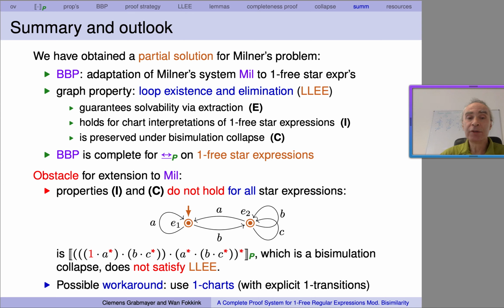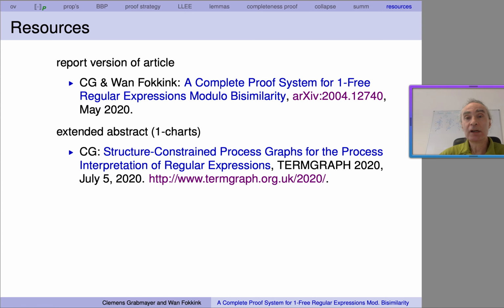So in order to deal with that, a workaround has to be invented, and a suggestion that I've recently made in an extended abstract for the term graph workshop is to use charts with explicit one steps. And I want to refer you for this further going idea to this extended abstract, and I also want to refer you to the report version of our article where the full proofs of our transformations and all of the lemmas that I've shown you can be found.